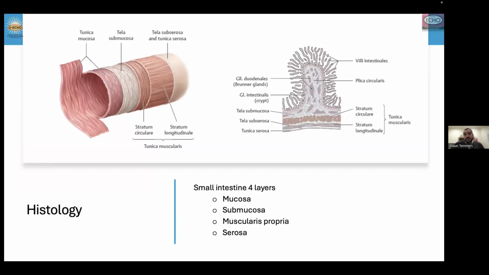The histological layers of the small intestine consist of 4 layers: the mucosa, a submucosa, muscularis propria, and a serosa or adventitia. The diagrams at the top show you the close relationship of these layers, with the muscularis propria containing 2 circular muscles, and the mucosal epithelium containing microvilli or villi that are present, as shown in the diagrams above.